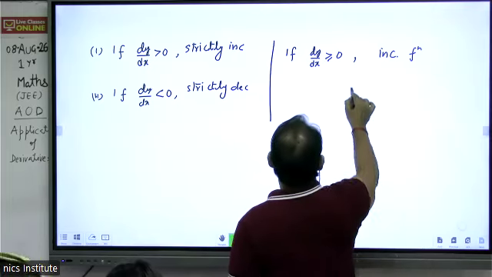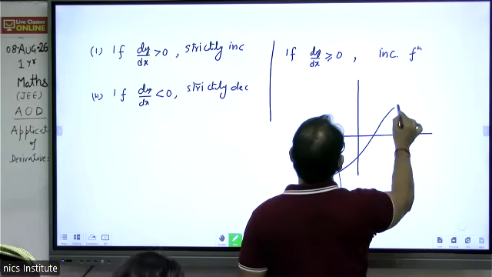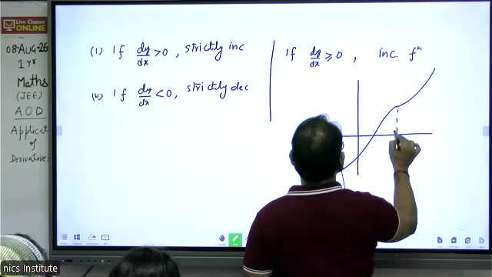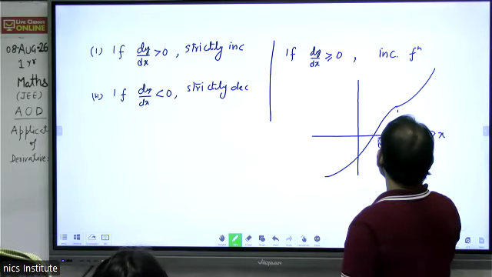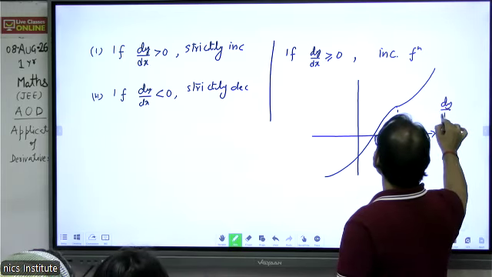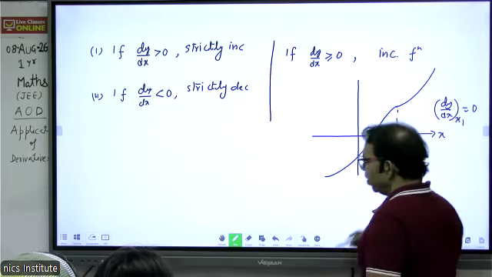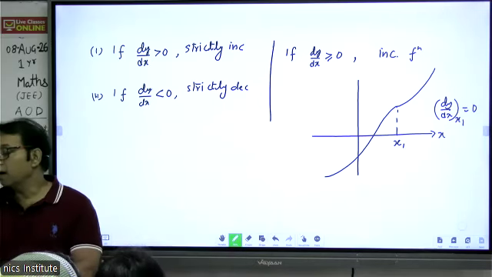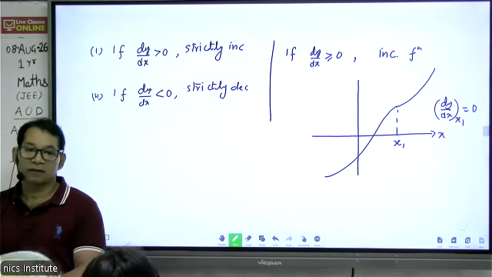Now, what does it mean? It means that when you differentiate the function at a particular point, the derivative may be 0. Like at this point, the graph becomes slightly horizontal. So at this particular point, x1, the derivative is 0. At the point x1, the derivative is 0. That means the graph at this point is parallel to the x-axis.